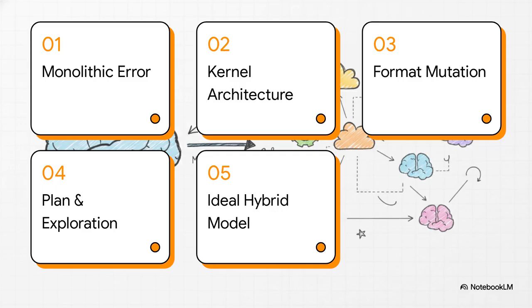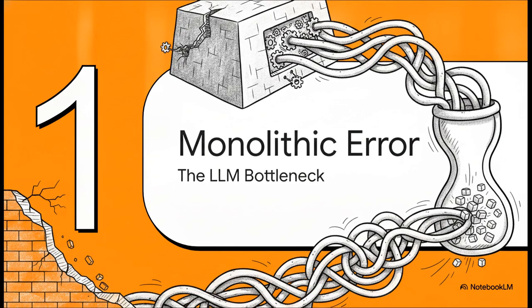But as we're going to see today, expecting your LLM to do everything is a huge architectural trap. So here is our roadmap for today's explainer. We're going to cover: 1. The monolithic LLM error. 2. Kernel-based architecture. 3. Mutation, semantic versus technical. 4. Planning and exploration. And finally, 5. The ideal hybrid model.